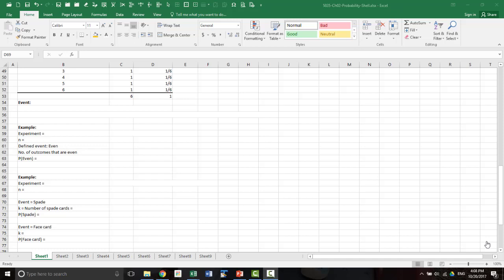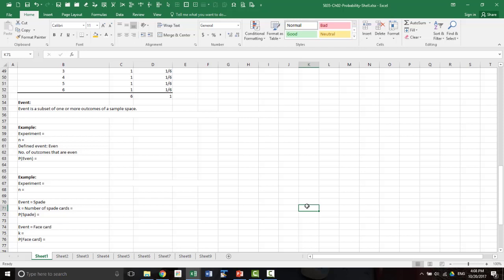The next concept is event. An event is one or more outcomes from a sample space. It's a subset of one or more from the sample space. Okay. Now, if you define event in that fashion, one example would be the roll of a die.